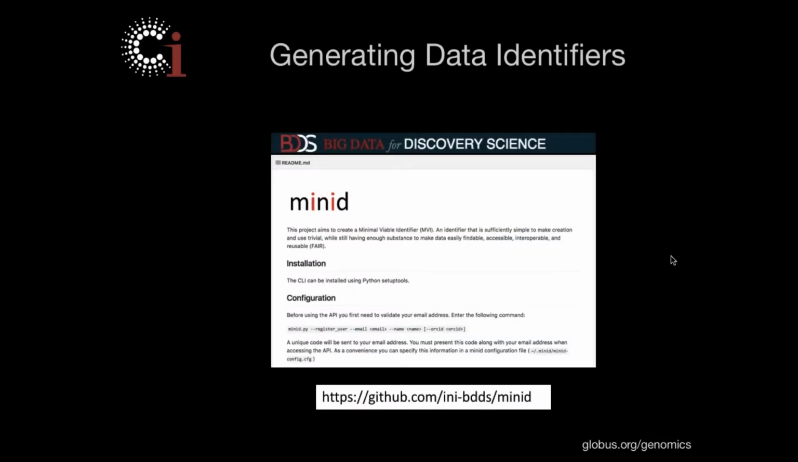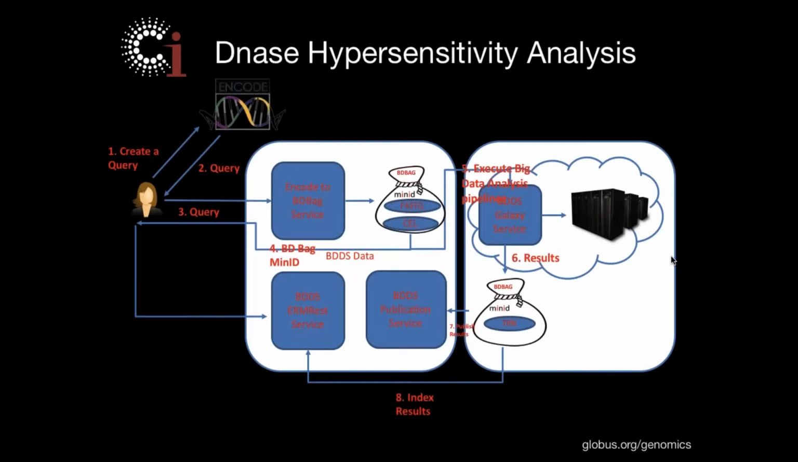So we created a lot of tools to make it easy for researchers to generate identifiers, and we have used these tools in the spirit of eating our own dog food. We have integrated a lot of these capabilities into Globus Genomics so that when researchers use Globus Genomics, unique identifiers get created for data sets that are created using the service.